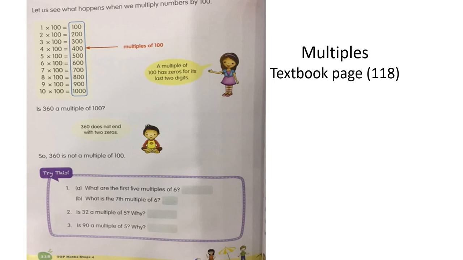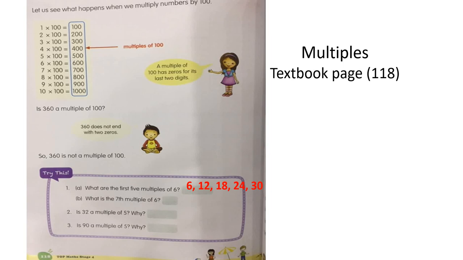Exercise number 1, Try This, page 118. What are the first 5 multiples of 6? I need to write them all, which is skip counting by 6, or you just multiply. 1 times 6 equals 6. 2 times 6 equals 12. 3 times 6 equals 18. 4 times 6 equals 24, and 5 times 6 equals 30. So these are the first 5.